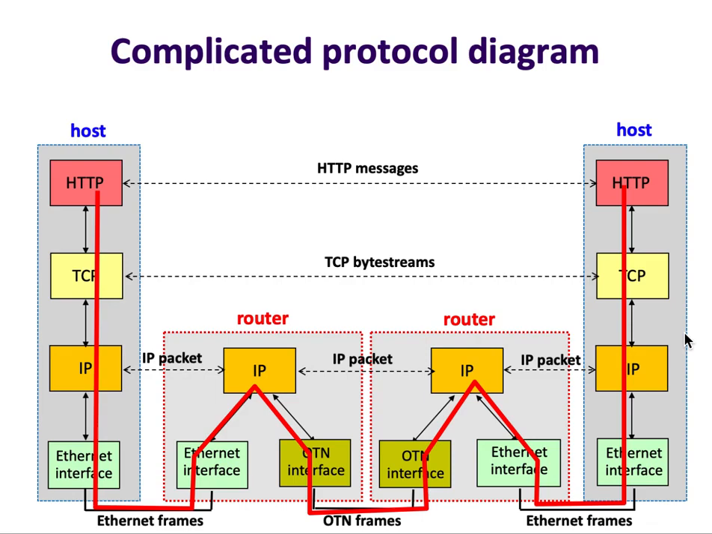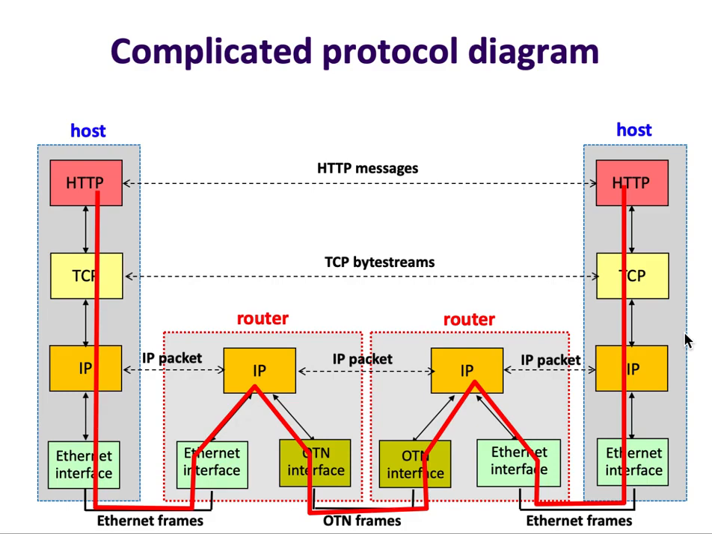The OTN interface in this example is required because I have an OTN link between those two routers. Thanks for raising that. I should have made that clear. The only reason I need that OTN interface at the data link layer there is because I have an OTN link. If I had a wireless link, I would have needed the Wi-Fi protocol implementation.